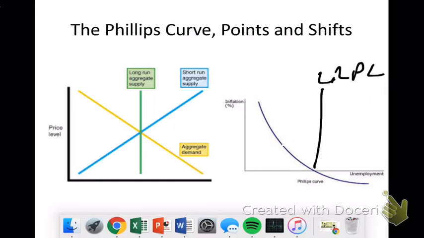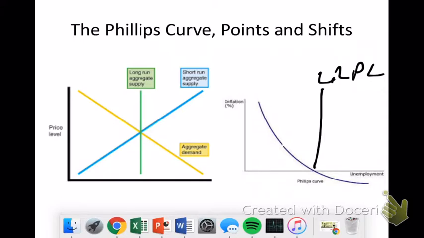So the only way to move the long run Phillips curve is if the natural rate of unemployment changes. They could ask that. They could say the natural rate of unemployment now becomes 3%. So that means you'd have to shift the long run Phillips curve to the left on this graph. That's where it becomes, I think, a little tricky.